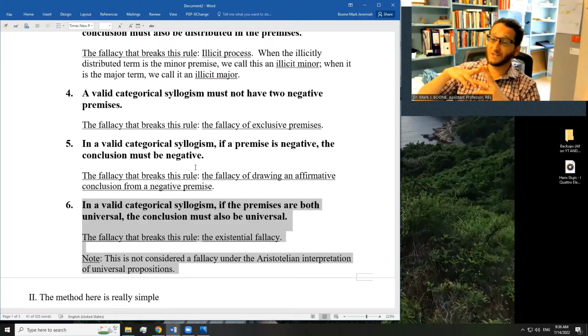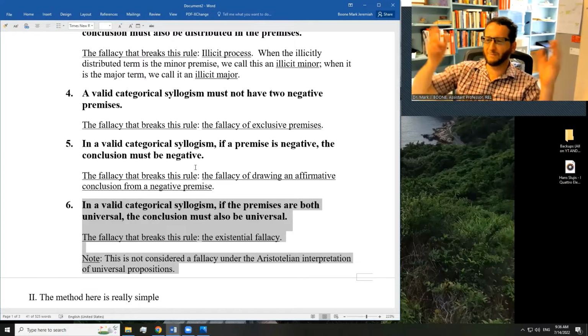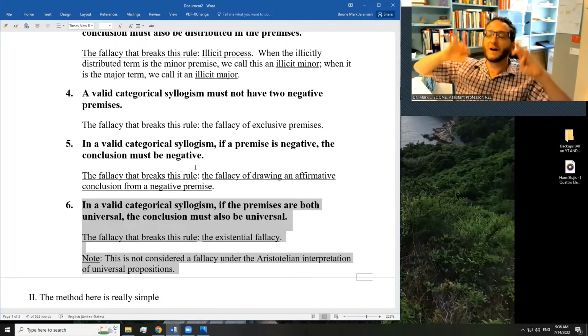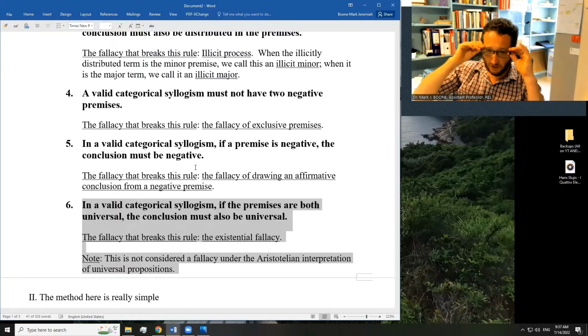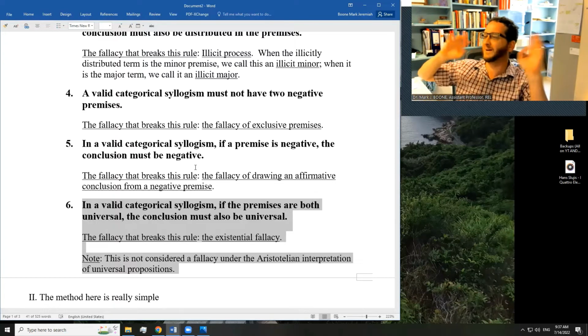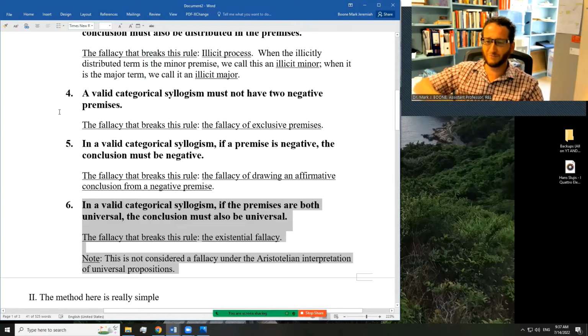If your conclusion is E or A, well, you better have an A or an E, or an E or an A premise. You can't have a universal conclusion, an A or E conclusion, unless at least one of your premises is universal. Wait a minute, I'm sorry. I totally botched that. If the premises are universal, the conclusion must be universal. Oh, wait, I've totally botched this. Hang on, let me rewind.